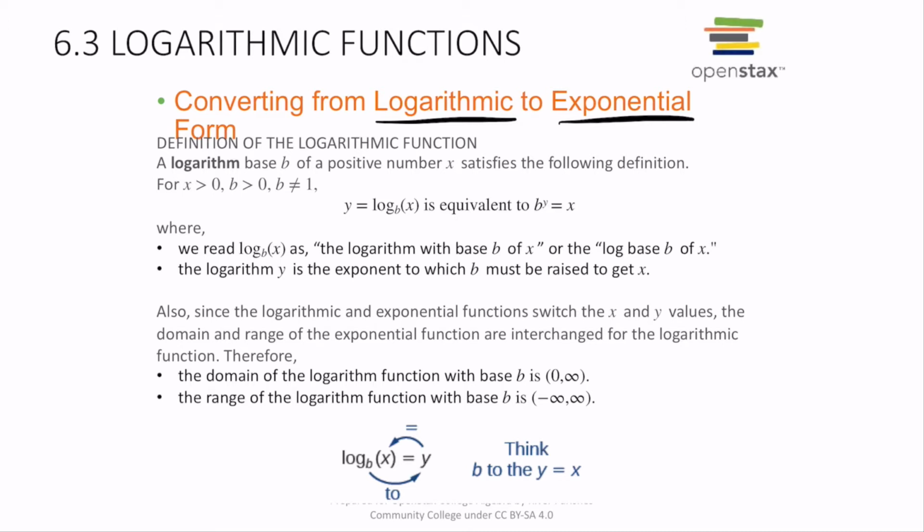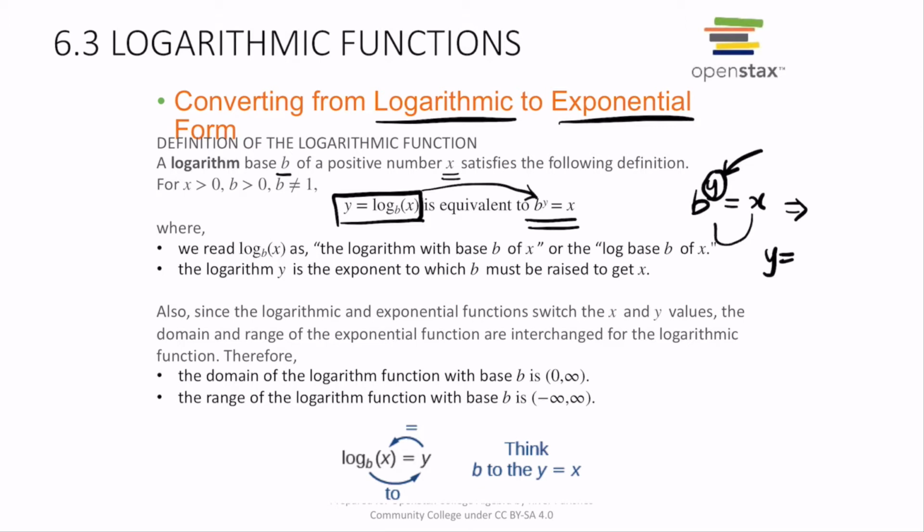A logarithm with base b of a positive number x satisfies the following definition: y equals log base b of x, provided that the opposite, the exponential form, is b to the power y equals x. Remember that what a logarithm basically does is find the value of this power. So if b to the power y equals x, we can say that y is, so the x goes here and b goes to the base, so it becomes log base b of x.